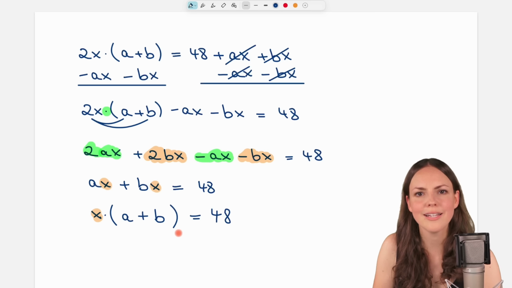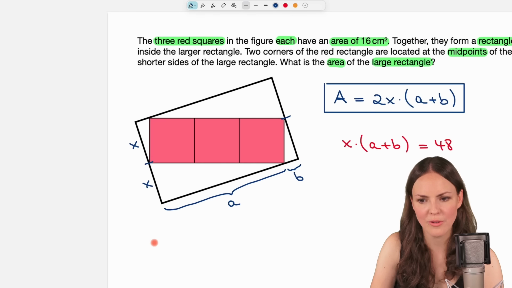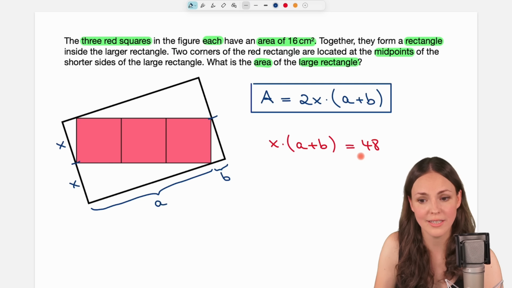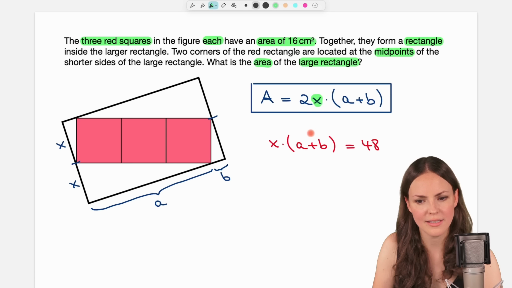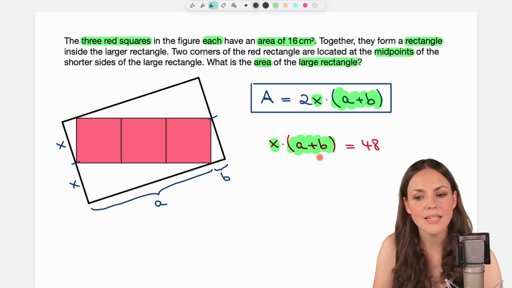If not, let's just go back to the beginning. So let's take this here with us, what we've just found. This is what we have here. And this was what we had at the beginning. This was our formula to find the area of the large rectangle. And look at this. This looks super similar to this thing here. We have x here, also here. We have a plus b here, which we also have here. The only thing that is missing is this 2 here.